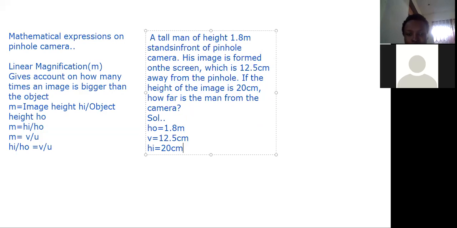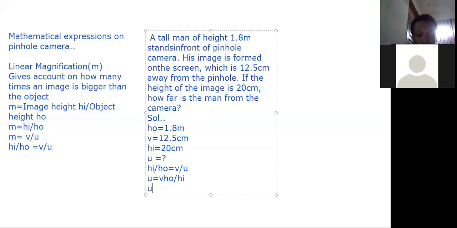how far is the man from the camera? So we are talking about the object distance, which is u. We don't know the object distance. According to our formula, hi over h naught is equal to v over u. But we are looking for u, so we make u the subject. When we make u the subject, we get u equal to v h naught over hi.